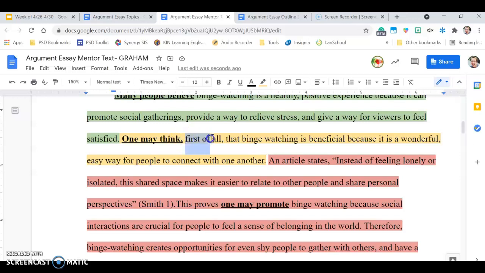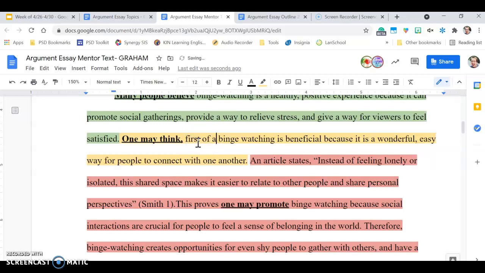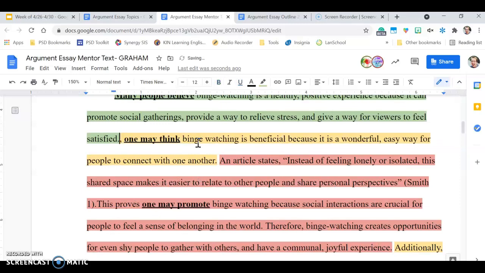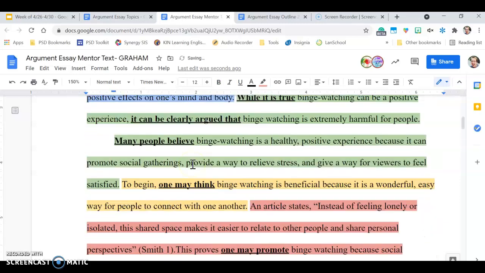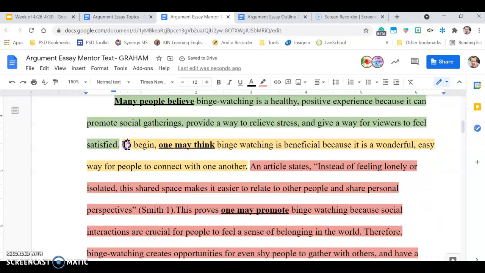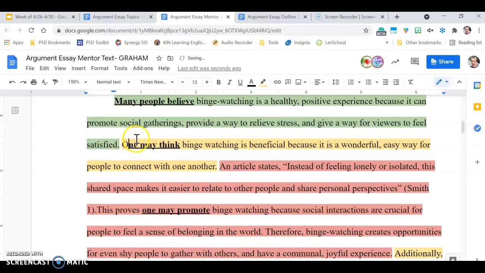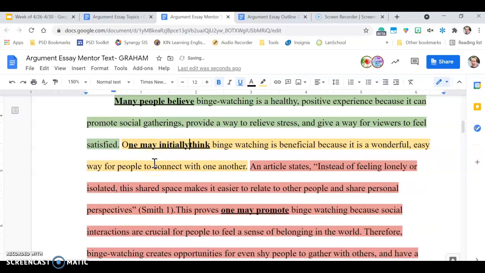But notice that I still have that piece in there that indicates, hey, this is a new idea. It's just that it's not jarring at the beginning of the sentence. So let's go back to how we had it before and look at another way to do this. Again, I just need something in there to say, hey, this is a new idea. So if I do the same thing I did before, get that "to begin" out of there, replace it with just "one may think." I could sneak my transition within the argument language too, right? So I could say, "One may initially think binge watching is beneficial because it's a wonderful, easy way," right?